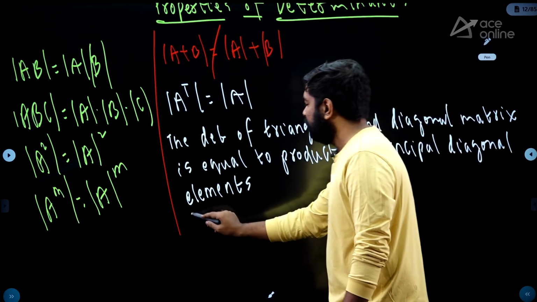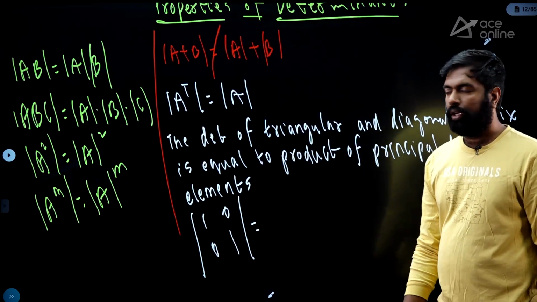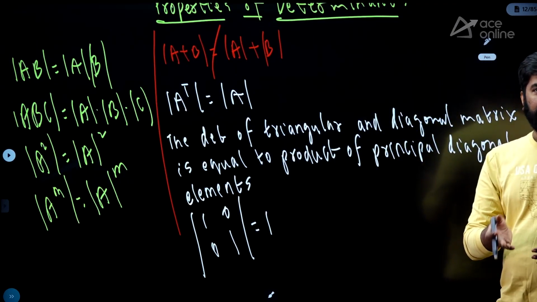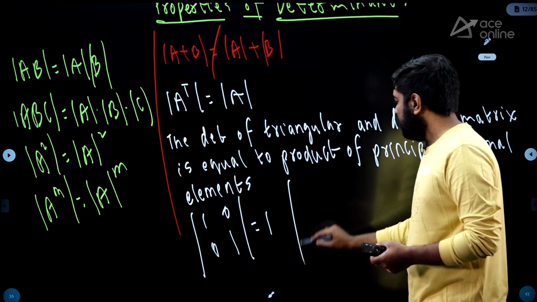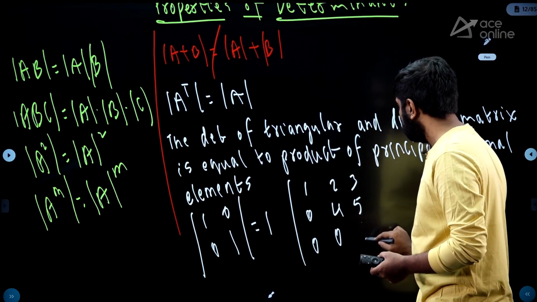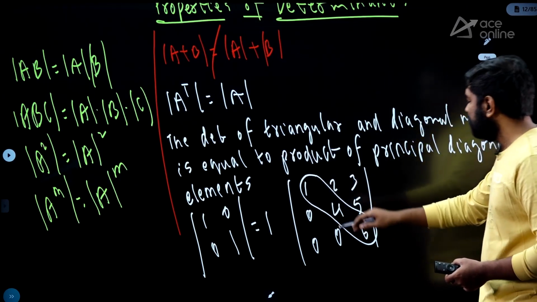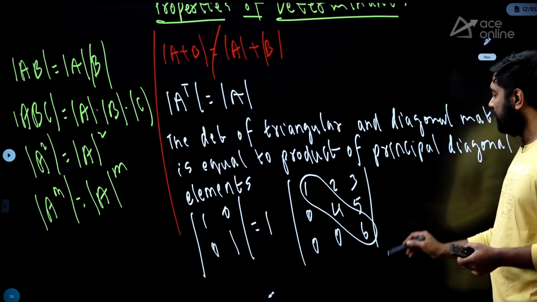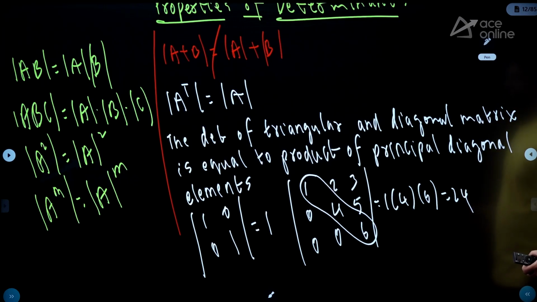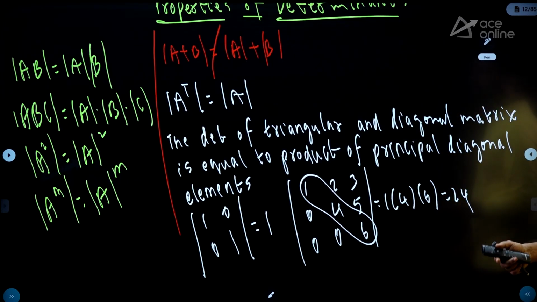So for example, we frequently use this 1, 0, 0, 1. What's the determinant of the identity matrix? The determinant of the identity matrix is 1. You take determinant of any identity matrix, it will be 1. Suppose you take 1, 2, 3, 0, 4, 5, 0, 0, 6. What kind of matrix is this? You highlight the principal diagonal. Below the principal diagonal, the elements are 0. So the determinant is very simple. It is 1 into 4 into 6, which is 24. So the determinant of a triangular and diagonal matrix is equal to the product of the principal diagonal elements.